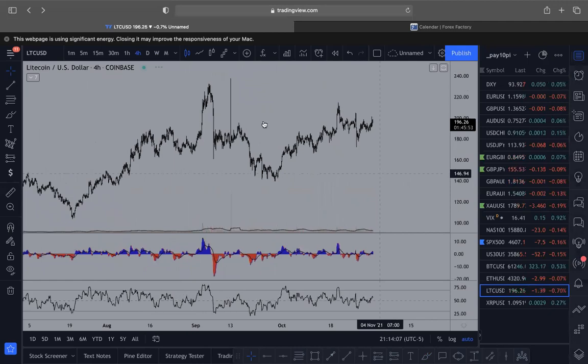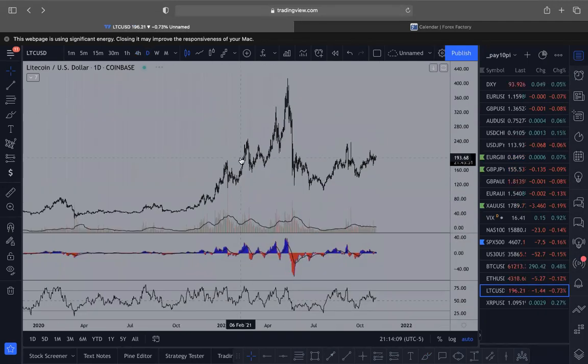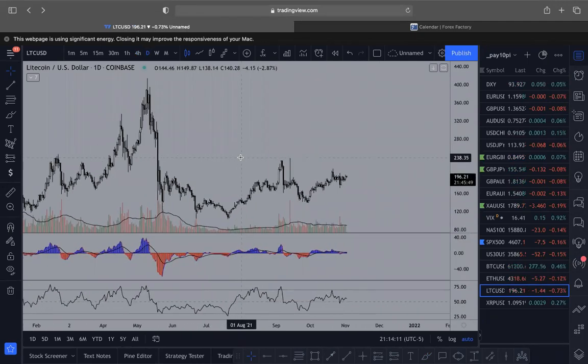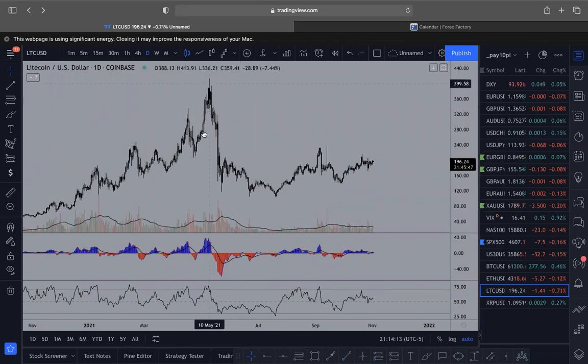Litecoin, I don't really trade Litecoin anymore, to be honest. I just kind of like to look at it to see where it is. It's always so cheap. This is like the most obvious reversal pattern. It's a very big accumulation pattern right here. Litecoin is cheap right now. It's going to be double this price in a couple of weeks.